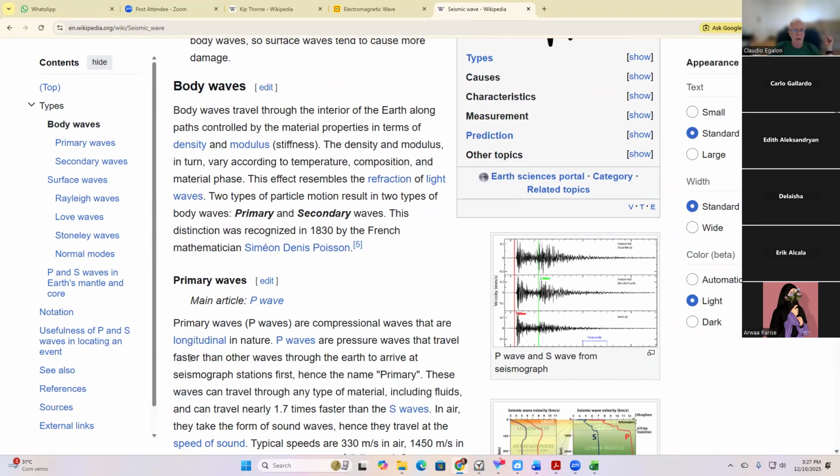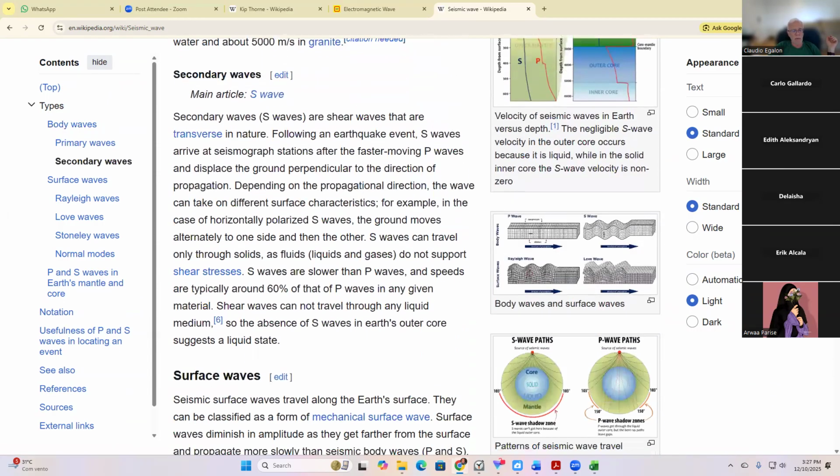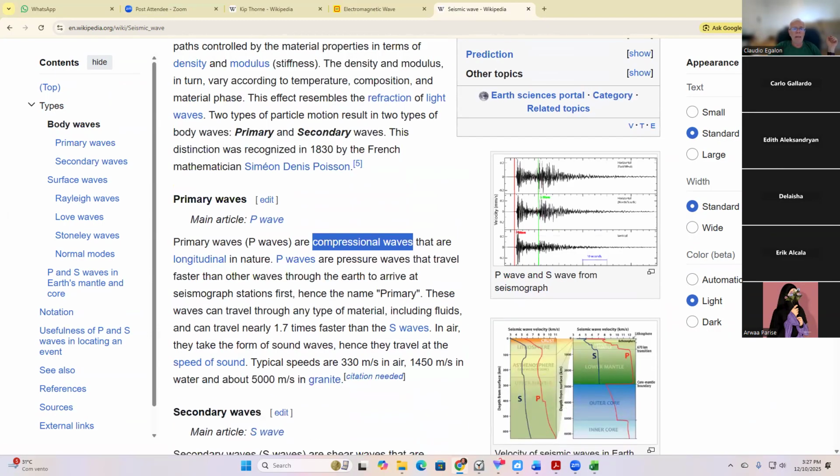Primary waves, P waves, are compressional waves. What do we mean by compressional waves? They're longitudinal in nature, right? You compress the medium, and you can also distend the medium. So there are those body waves of the earthquakes, the primary wave and secondary wave. They both have different speeds. Primary waves are compressional waves, longitudinal waves.